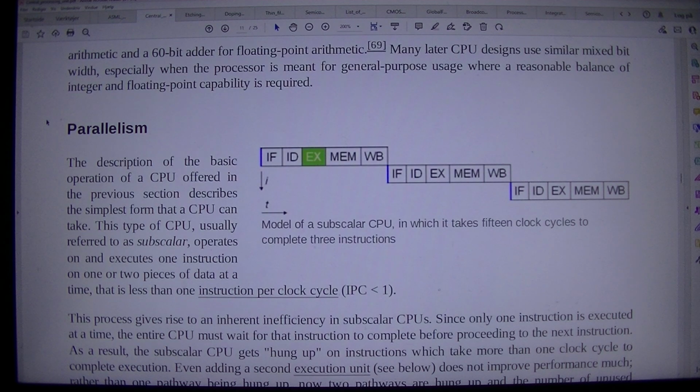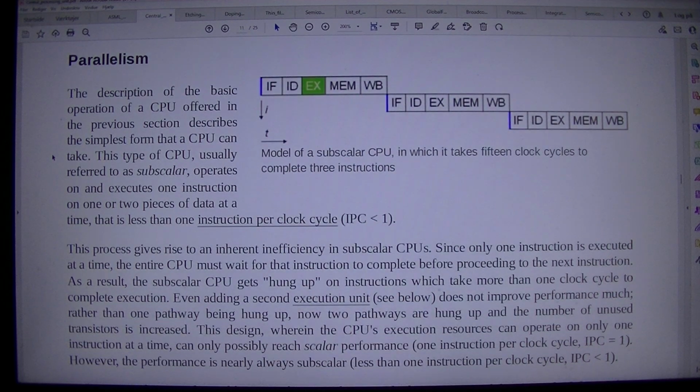Many later CPU designs use similar mixed bit width, especially when the processor is meant for general-purpose usage where a reasonable balance of integer and floating point capability is required. Parallelism. Model of a subscalar CPU, in which it takes 15 clock cycles to complete 3 instructions.